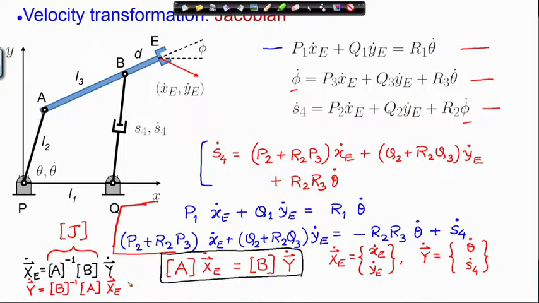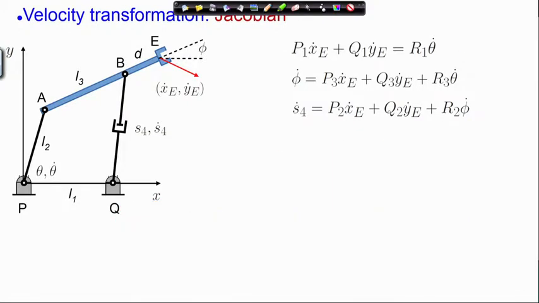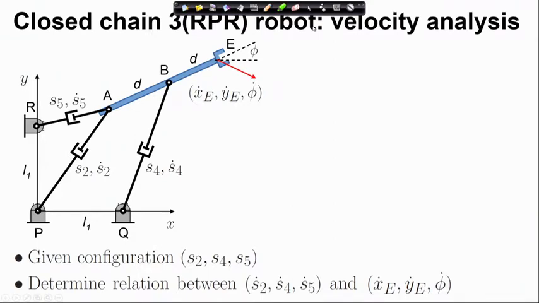So, our joint velocity vector is theta dot s 4 dot. So, from here I have found a relation to x e dot and y e dot, which is the end effector velocity. So, let us move forward and discuss the 3 RPR planar closed chain robot manipulator.